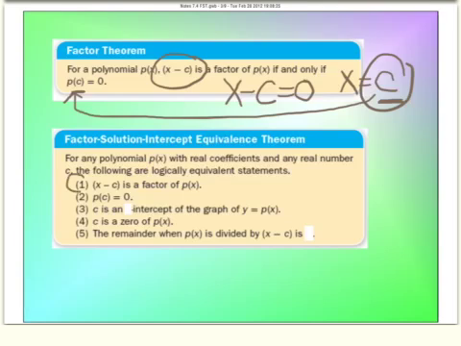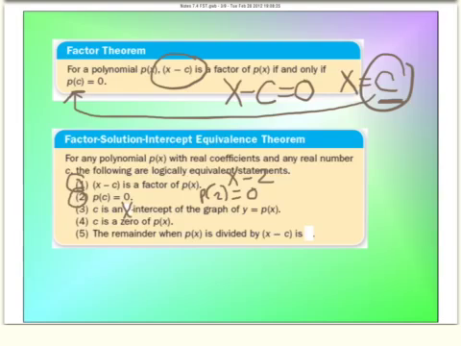x minus c is considered to be a factor of the function. If that is, then we know p of c is equal to 0. Again, if the factor here was x minus 2, this would mean that p of 2 would equal 0 on the function if that were the case. C itself here, or in our case, the number 2, would be called an x-intercept of the graph. C is also called a 0 of p of x.